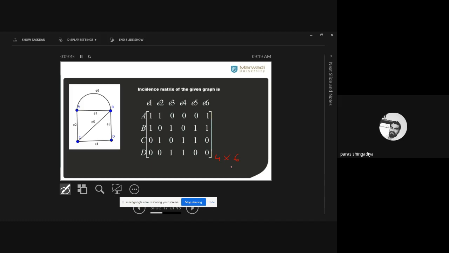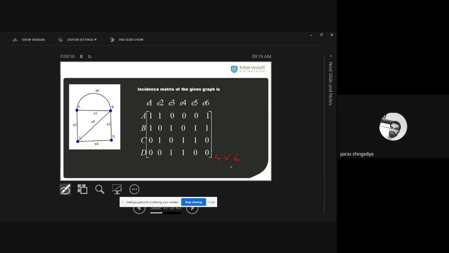Okay, A is connected with E1. So that relation is called incidence relation. A is not connected with E3, so A and E3 are not incidence relation. Okay, they are directly connected.